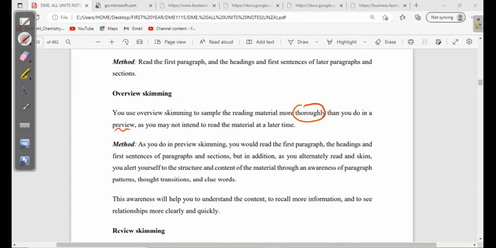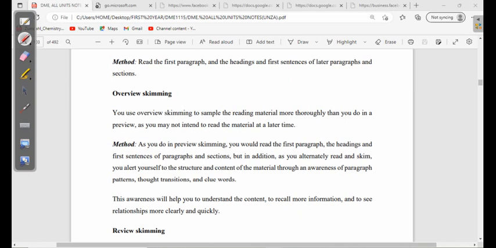So remember, in preview we said that you are reading this, for example, to see if it can interest you. Maybe you want to find out what book you want to get for your research, you use preview. But when it comes to overview, you might not be interested in reading this book again. So that is why you want to read at least a bit in detail.